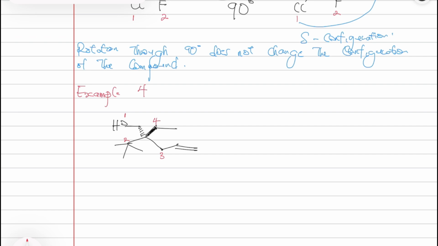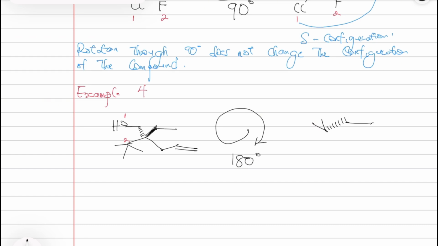So because the substituent with the least priority is in wedge, we are going to rotate this compound through 180 degrees to put the substituent that is in wedge to dash. That is when we can actually know the right configuration of this compound. After rotation through 180 degrees, we now have the substituent with the least priority in dash, which is at position 4, and the substituent with the highest priority in wedge.